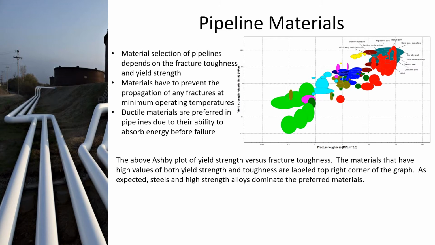And I've created a nice Ashby plot there. If you haven't seen those before, you basically put in your parameters and it graphs out a material selection for you. On this one, I graphed out the yield strength versus fracture toughness. And the best materials for the selection in this criteria are the ones at the top right. So basically it's the steels and the high strength alloys that will give you the best fracture toughness and yield strength.